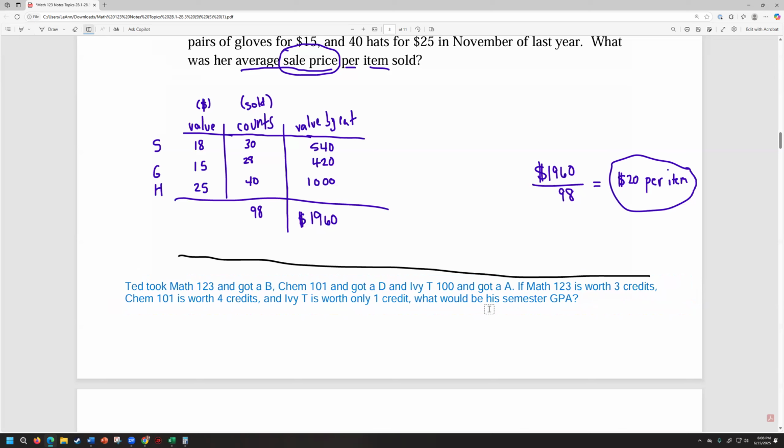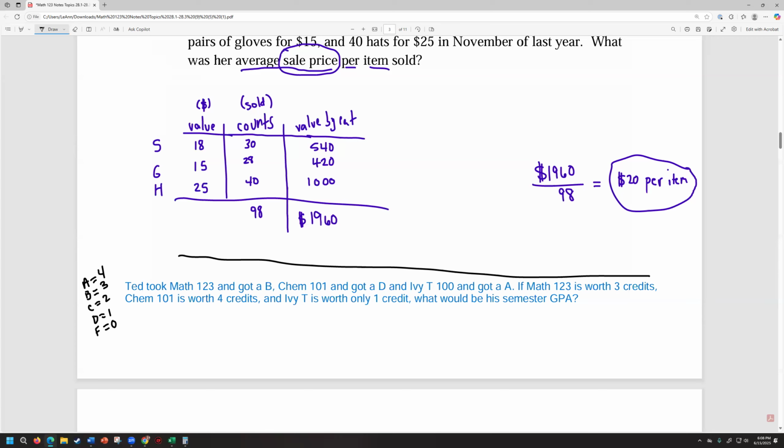So again, to do this, you do have to know how we convert letter values into points. This is usually also a direction they'll give you on these problems in Newton. They'll tell you an A is worth 4 point values. A B is worth 3 because we're on a 4.0 system. A C is worth 2 point values. A D is worth 1 point value. And an F is worth 0 point values. Okay.